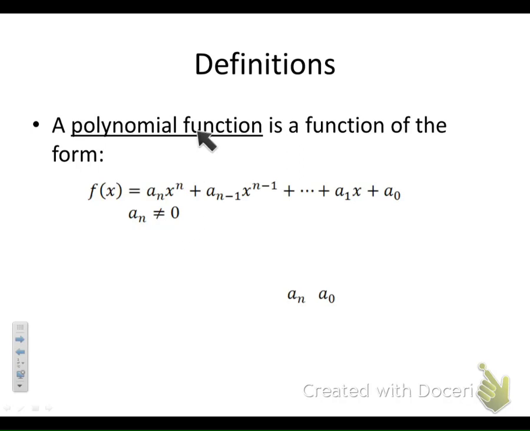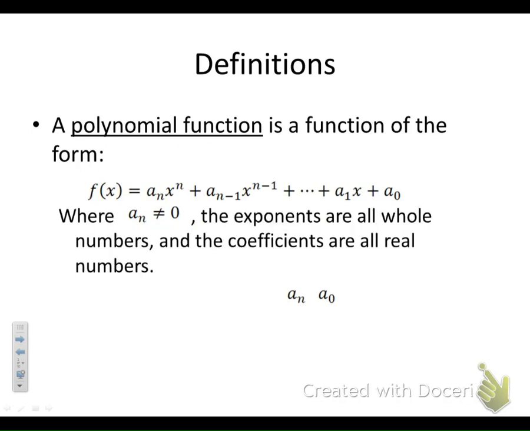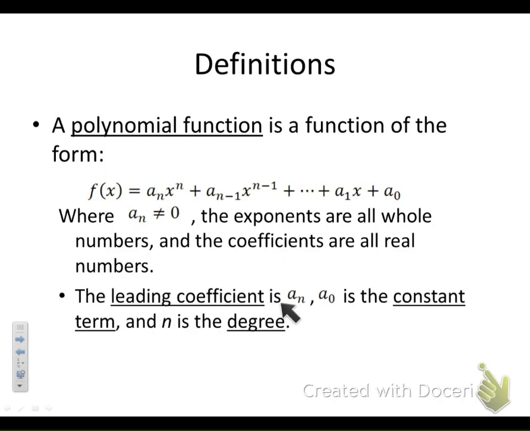But there's some stipulations when we discuss polynomial functions. First off, the leading coefficient, that a sub n, can't be 0. So when I discuss a leading coefficient, it's going to be something besides 0. The exponents have to be whole numbers, and the coefficients have to be real numbers. Some more important details that we're going to use to graph, we need to know what the leading coefficient is. And it's going to be the very first coefficient times x to the biggest power.